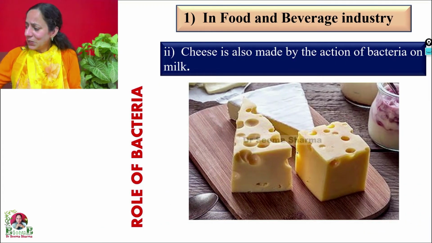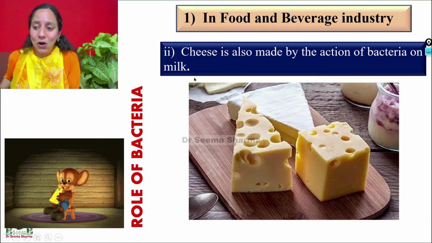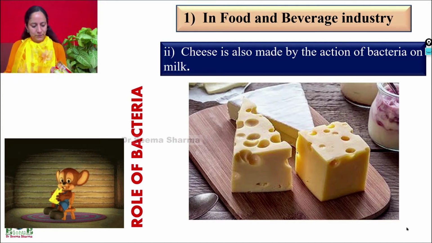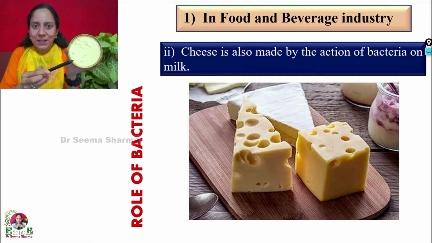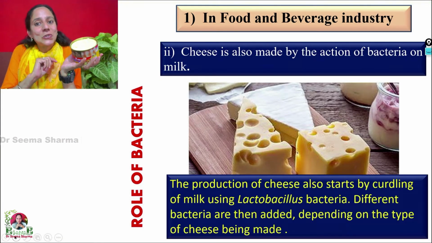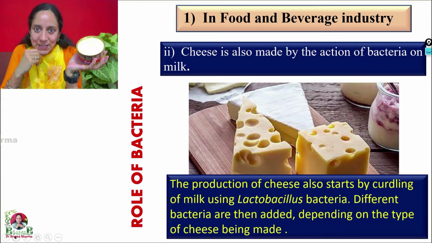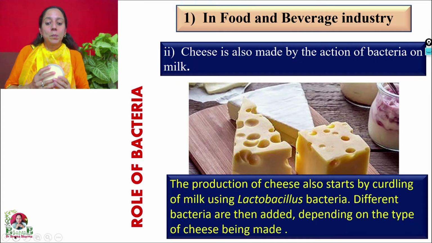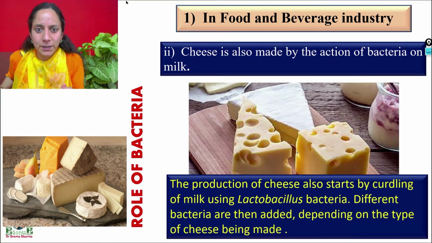Second, you must have seen cheese. It is also made by the action of bacteria on milk. So this is cheese and it is a milk product. The production of cheese also starts by curdling of milk using lactobacillus bacteria, and then later different bacteria are added depending upon the type of cheese which is being made, whether it's mozzarella or some other kind of cheese.